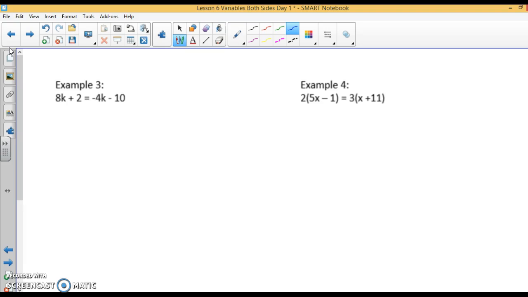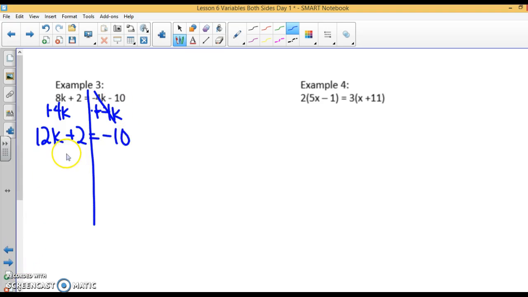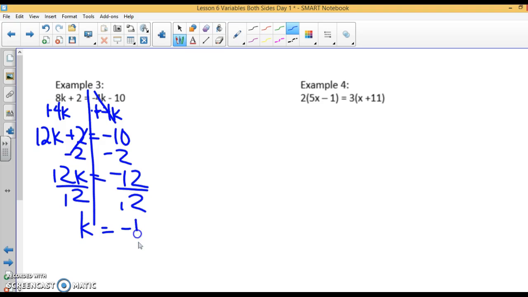Looking at our next two examples, I have 8k plus 2 equals negative 4k minus 10. I'm actually going to add 4k to each side. So on this side I have 8k plus 4k, which will give me 12k, plus my 2 equals negative 10 is what's left on that side. I can solve for k. Minus 2 both sides. 12k equals negative 12. Divide by 12, and I'll get k equals negative 1.